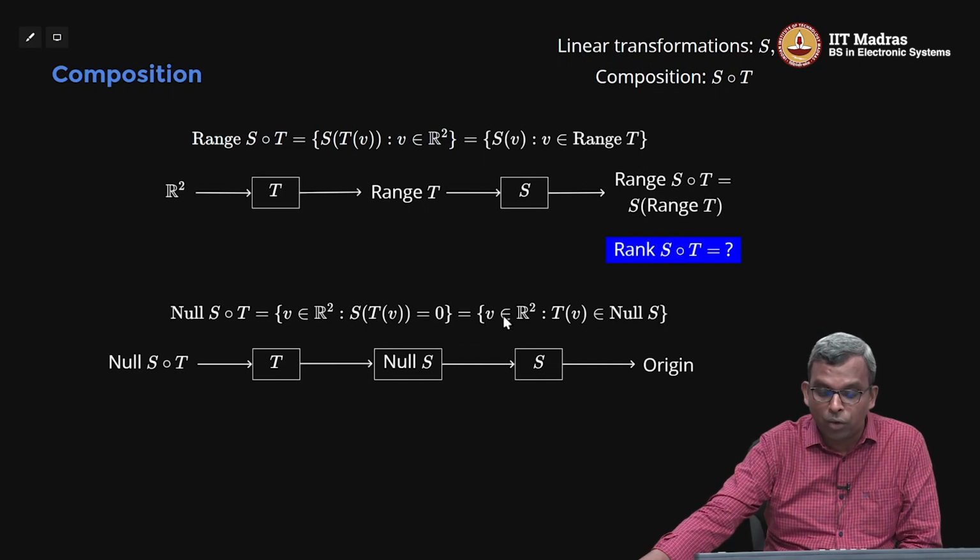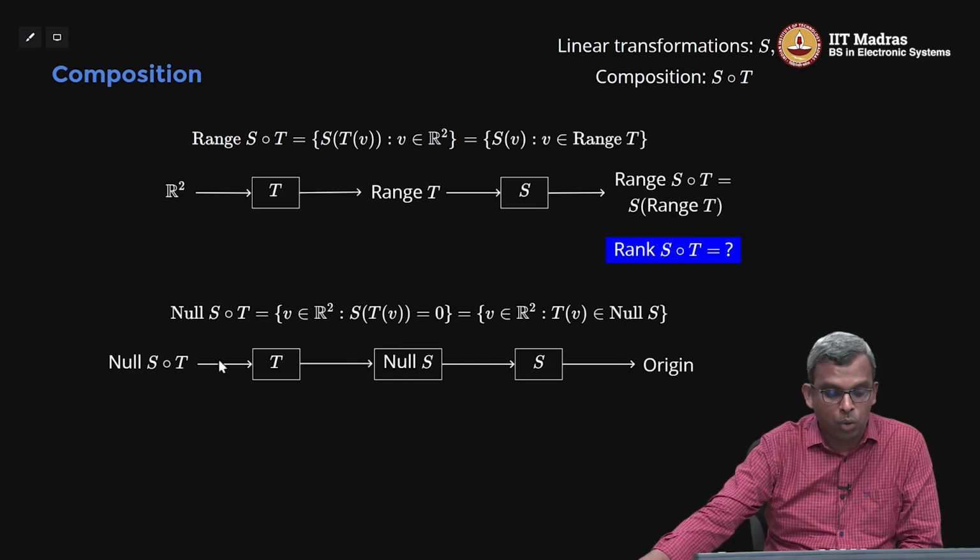So, I want the set of all V in R2 such that this T of V belongs to the null of S. Notice the subtle change here, these two are equivalent, right? When will S of something be 0? When that something belongs to null S. So that is what I have written here: the set of all V such that T of V belongs to null S.